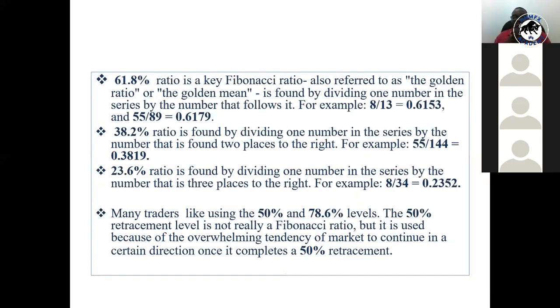How did they get these ratios? For example, if you take one number in the series divided by the number that follows it.